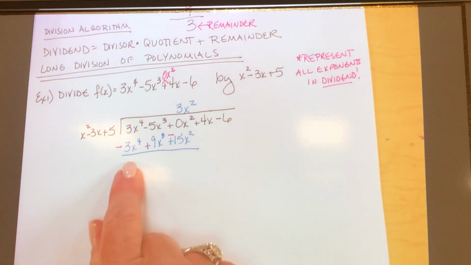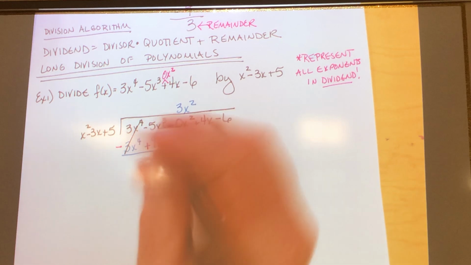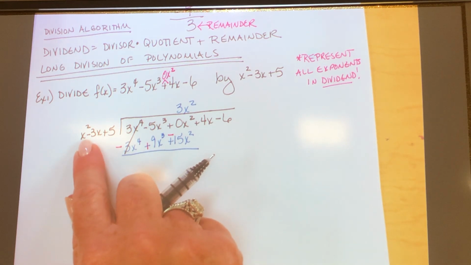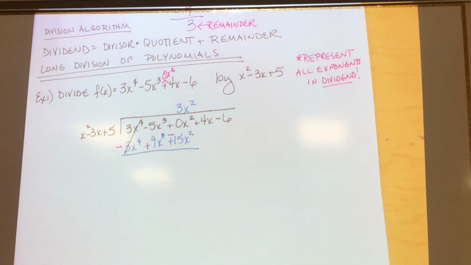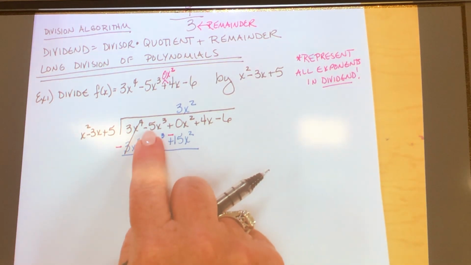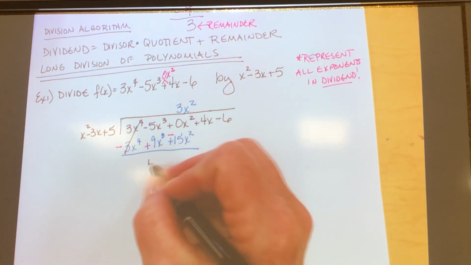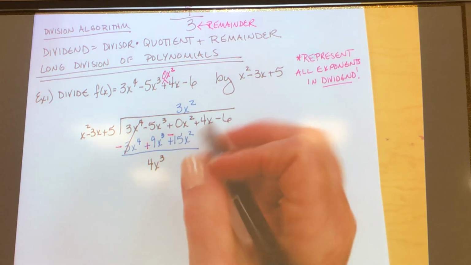What happens to these first two? They cancel. People, if your first two do not cancel out, you're wrong. I said, what do you multiply this by to get this? I got it, and then I changed the sign. They should always cancel out. Keep going across. What's a negative 5x cubed and a positive 9x cubed? What's a 0x squared and a negative 15x squared?